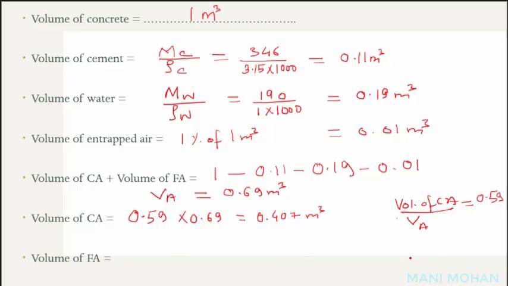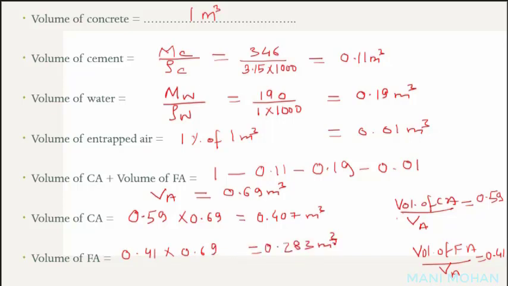Similarly, what will be the volume of fine aggregate? The fraction volume of fine aggregate is given as volume of fine aggregate divided by the volume of total aggregate. So this we have computed earlier, and this comes out to be 0.41. So what will be the volume of fine aggregate? It will be 0.41 into volume of total aggregate. So I can do this, 0.41 into 0.69. This comes out to be 0.283 meter cube. If I sum up volume of coarse aggregate plus volume of fine aggregate, it will come to 0.69 meter cube.